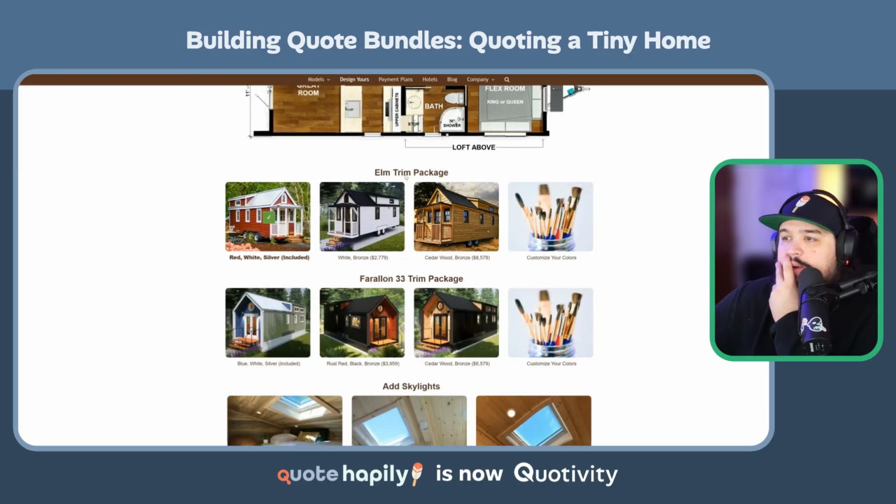So then we have a trim package. Okay, the trim package, this is interesting. You can either go white, red, and silver, and this is included. So this is going to be the first included product. But then these other ones, the white bronze and the cedar wood, I'm going to ignore custom colors right now because I want to focus on the bundle stuff. This will add this additional amount.